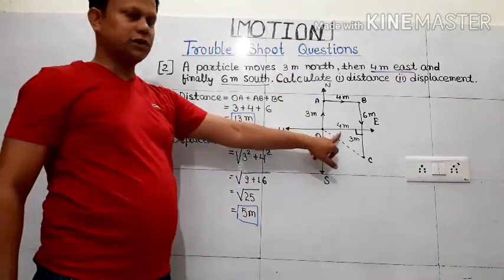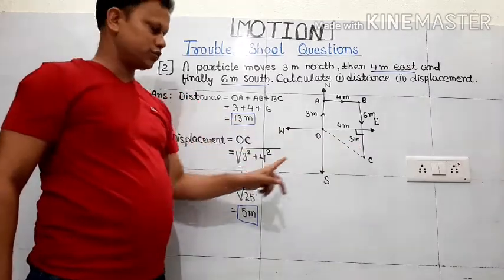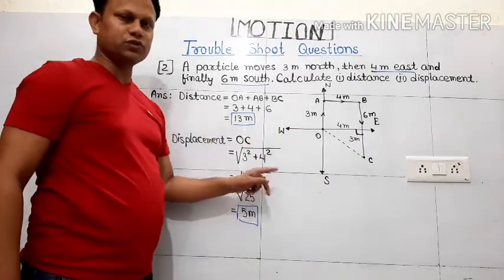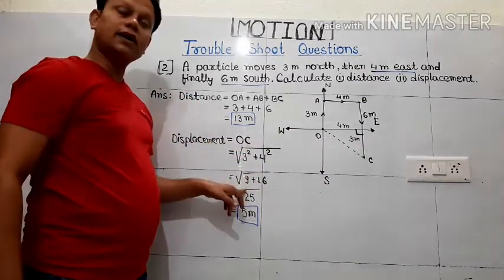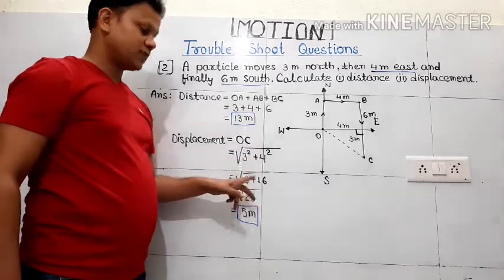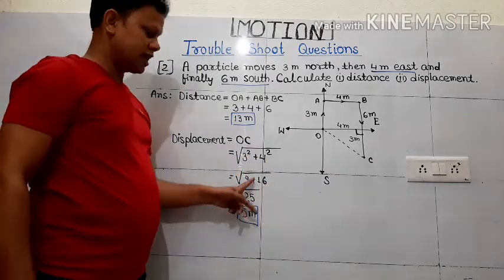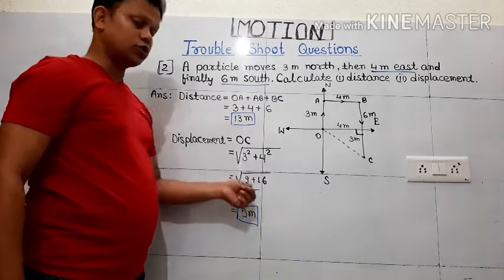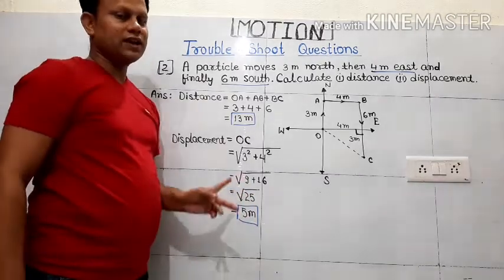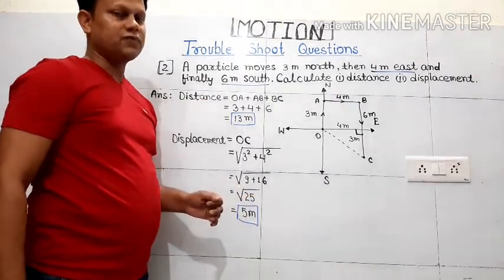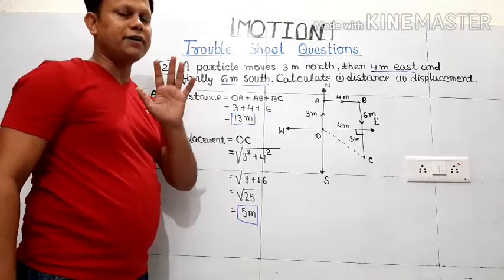So one leg is 4 meter, another leg is 3 meter. So we'll take the squares. 3 square plus 4 square. 3 square is 9, 4 square is 16. So under root now it is 9 plus 16, that is under root 25. And we know the square root of 25 gives us the value of 5 meter.